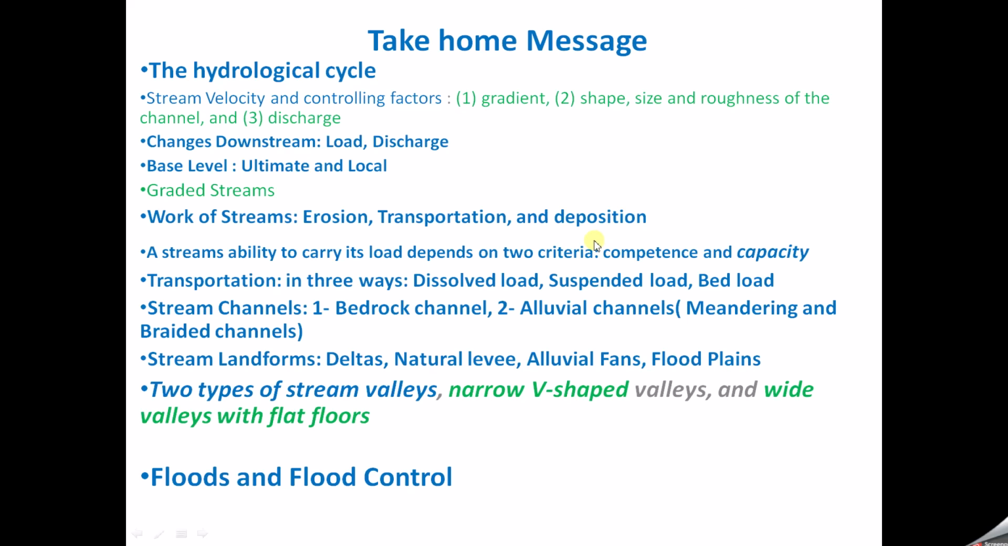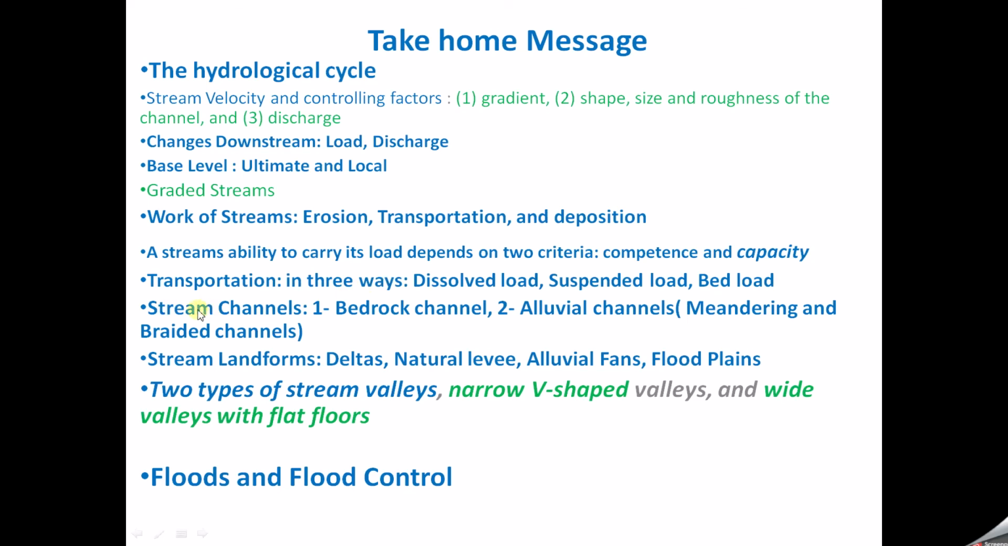So the take-home message that we studied here: the hydrological cycle, stream velocity and controlling factors, which are gradient, and the channel shape, size, roughness, and discharge. And also we studied the changes downstream, load and discharge. Base level, we found out ultimate and local. And graded streams and work of streams, which is three things: erosion, transportation, and deposition. A stream's ability to carry its load depends on two criteria: stream competency and stream capacity. And we talked about transportation three ways: dissolved load, suspended load, and bed load.